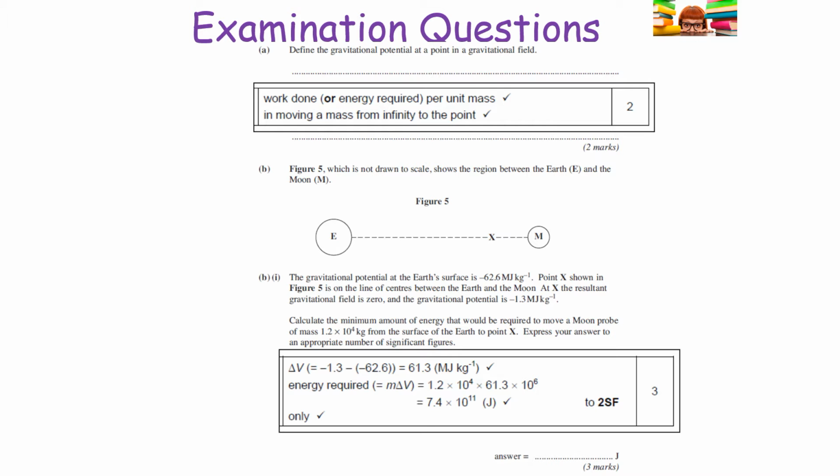Remember, your megajoules will turn into times 10 to the 6, then you get your answer of 7.4 times 10 to the 11 joules. Now again, remember, it asks you to write it to the appropriate number of significant figures. You'll notice there are 3 in 62.6, 2 in 1.3 and 2 in 1.2 times 10 to the 4 in the values given in the question, and you always go to the lowest number of significant figures, so you'd write it to 2 significant figures only.